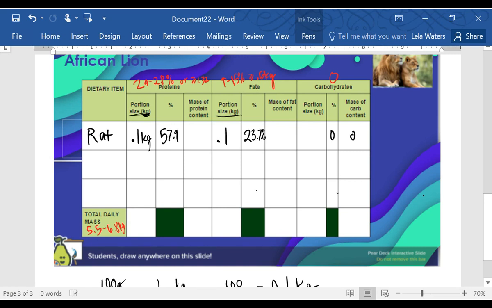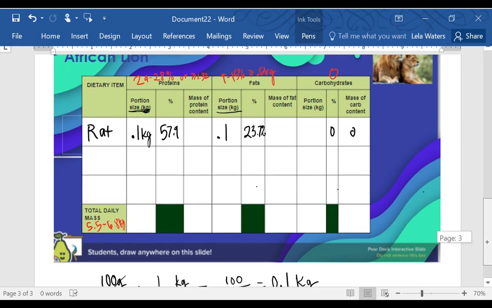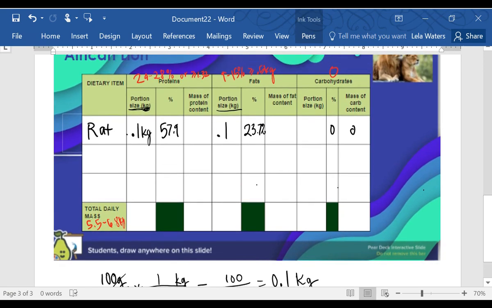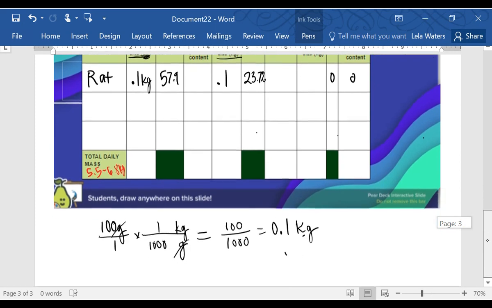Okay, now how do I figure out the mass of the protein content? Well, basically, I have right here the information to calculate this. This is saying I have 0.1 kilograms and 57.9% of that 0.1 kilograms is protein. So in other words, I want to find 57.9% of 0.1. So I'm going to multiply my percent times this portion size to calculate that. So let's look at how we do this.